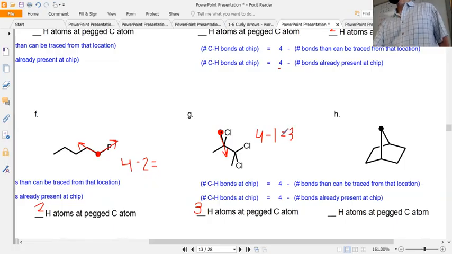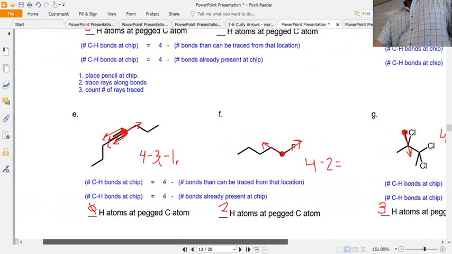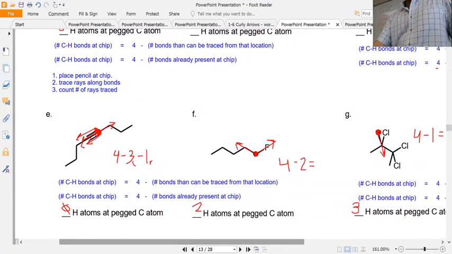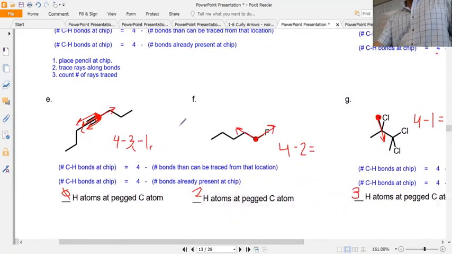And the last one? 2, correct. Pencil down at the chip, trace. There's 1 tracing and another tracing. So we're seeing what can happen. Maybe you can have a heteroatom like a fluorine, or maybe you can have it at the end point. So there's a lot of different permutations of this. So 4 minus 2 is equal to 2. Interesting, isn't it? Thanks a lot. Very good. And do I have permission to go ahead? All righty, thanks. We'll see what's next.